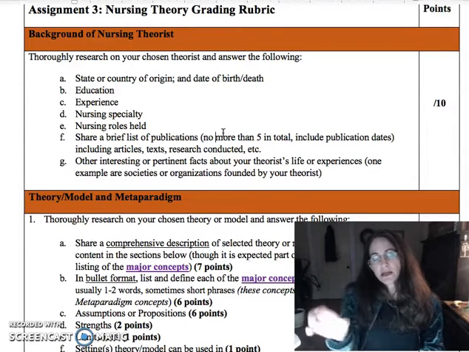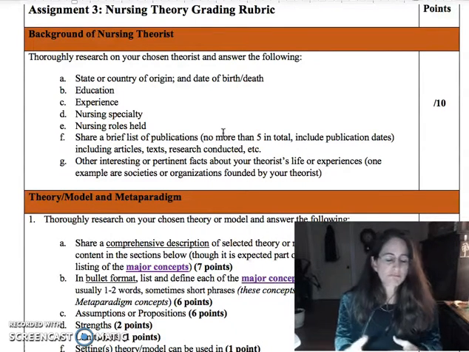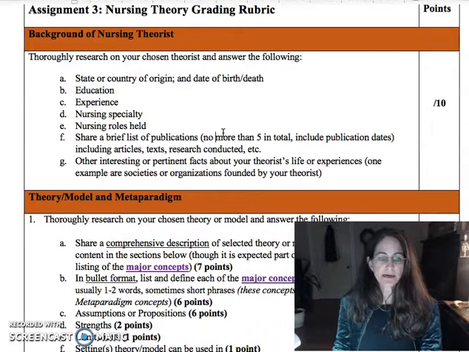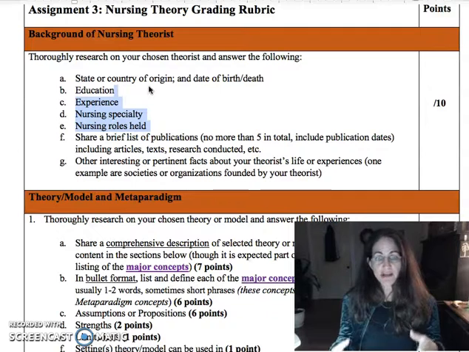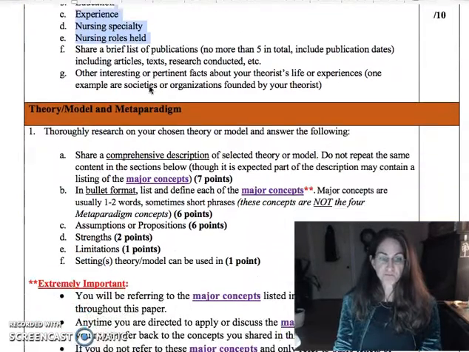Listing them in sentence format can be a little bit hard to follow, but use your judgment, okay? You should find all of these in your research. If not, let me know, just so I know that you tried and you couldn't find it, okay?